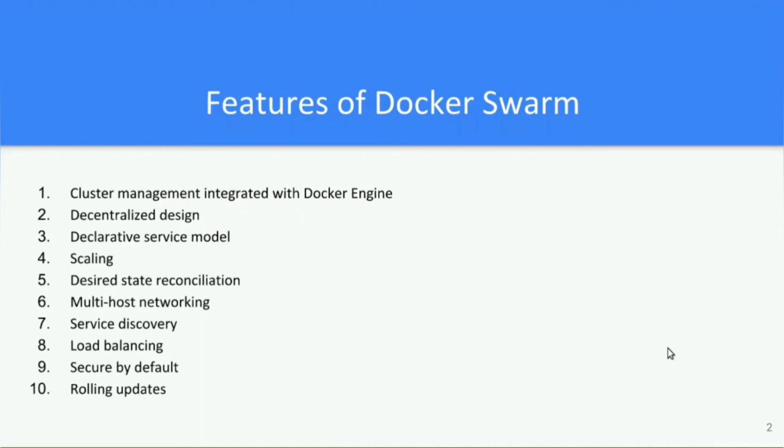And last is rolling update. While upgrading, Docker Swarm allows you to apply the updates incrementally, so that in case of failure, you can easily fall back on the last working release.